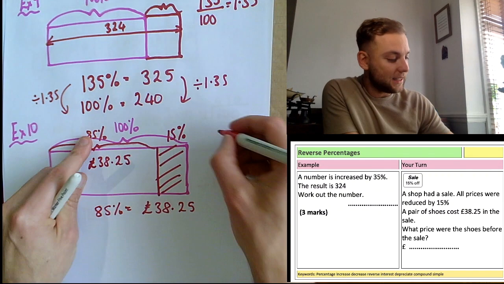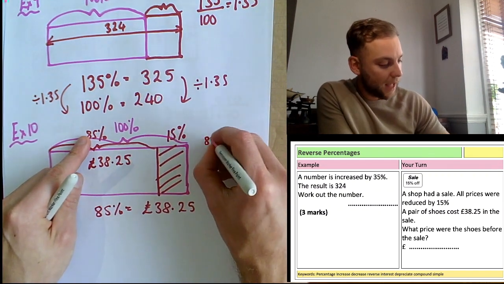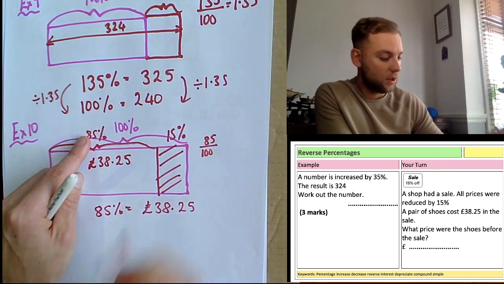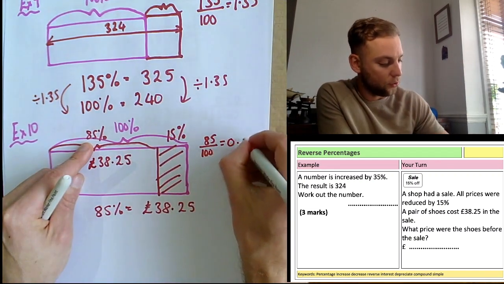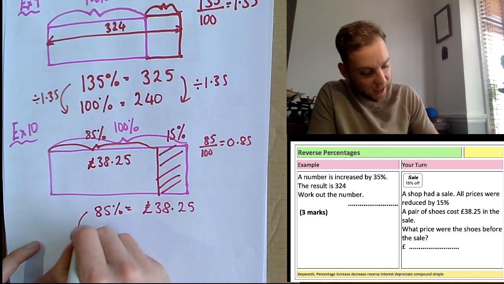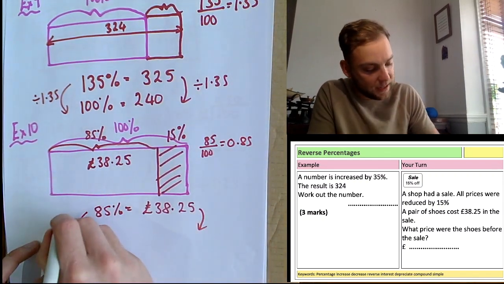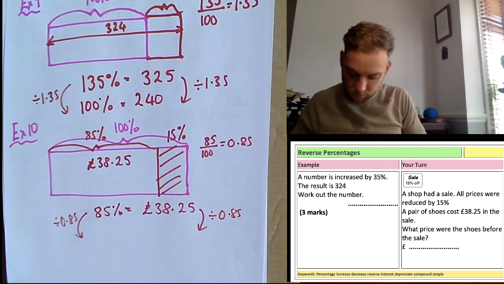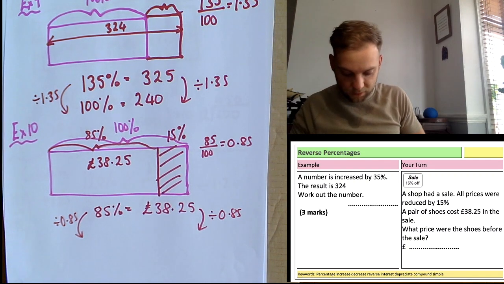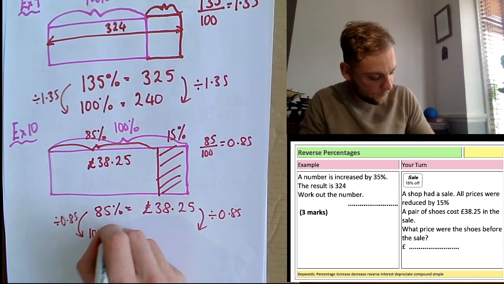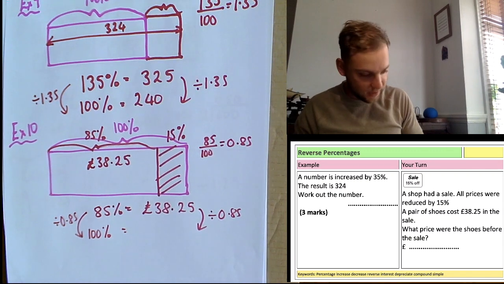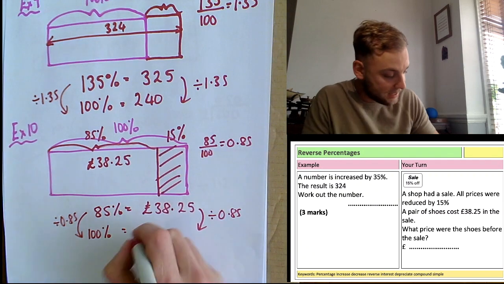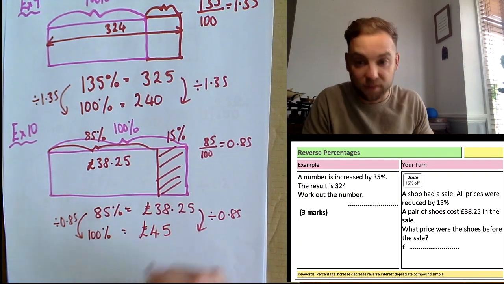Let's write down what my 85% is as a multiplier. So that's going to be 85 divided by 100. Remember, percent means out of 100. So 85 divided by 100 is equal to 0.85. So to get back to 100%, I'm dividing by 0.85. 85 divided by 0.85 is equal to 100%. That's the point. And £38.25 divided by 0.85, in this case, is equal to £45.